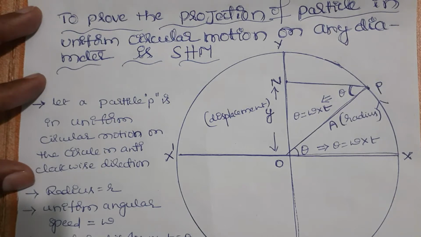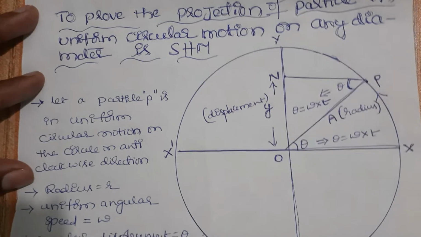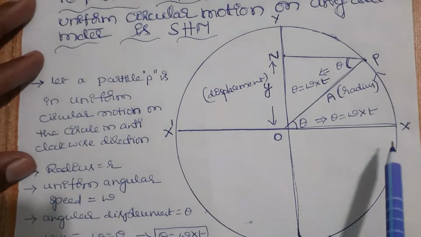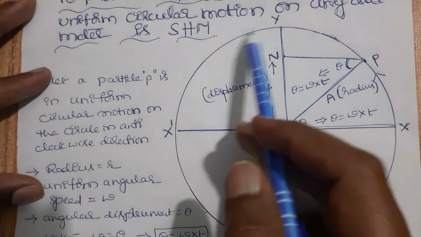So here we want to show that the point of projection of a particle which is in uniform circular motion on any diameter, that may be a horizontal diameter or a vertical diameter, is a simple harmonic motion. So for this, you can see, it is a circle.